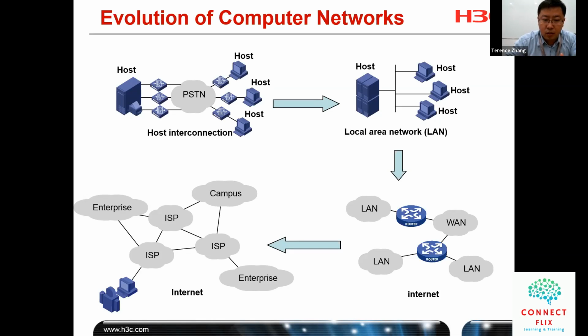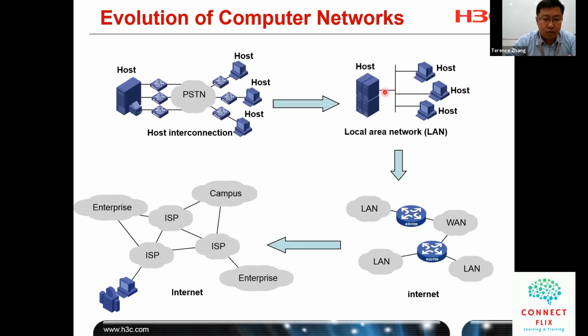On this network, you can see all the users using their hosts to connect into the PSTN network. In this network, the communicators, the senders and receivers, are all hosts, right? They are using the PSTN network to connect with each other. This is the original type of internet of a computer network. The next stage: as the usage of network became more and more popular, it generated the concept of the LAN network, right?